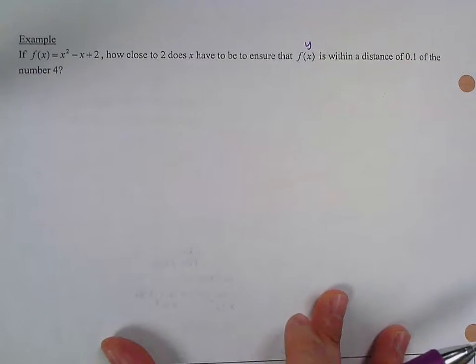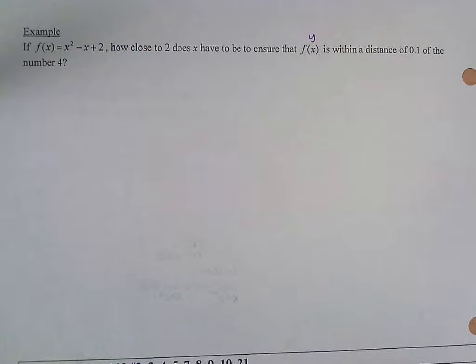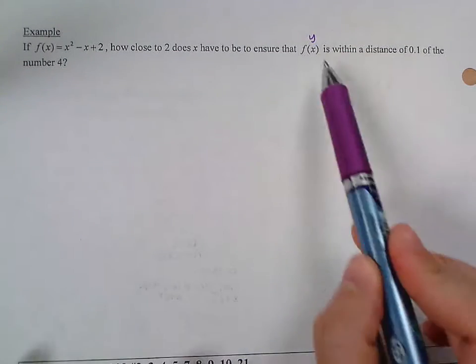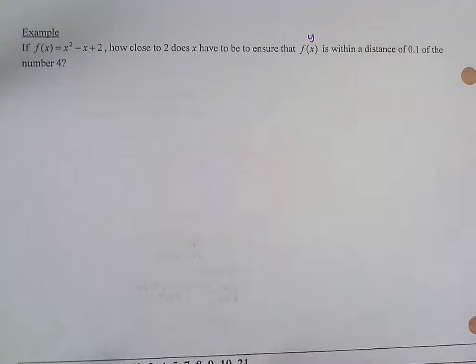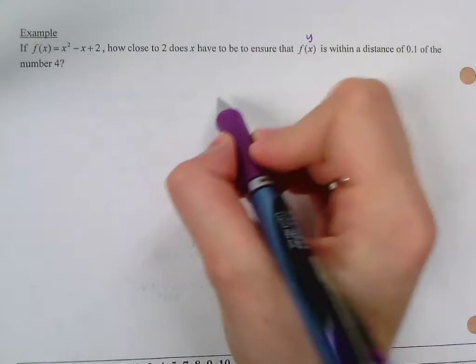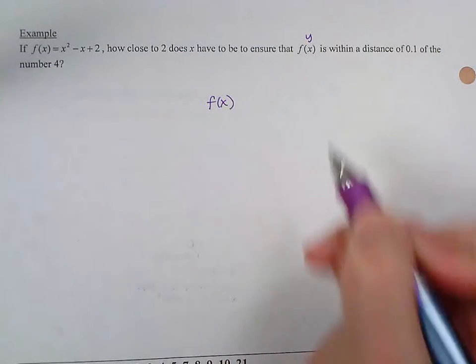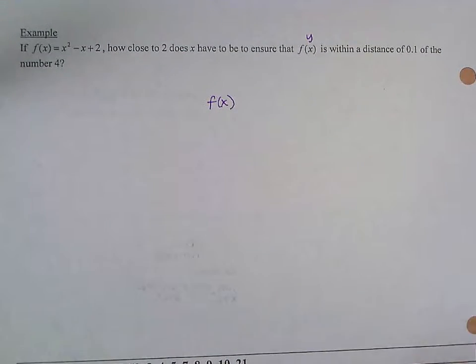Limits talk a lot about the idea of closeness. This question, I realize, might be worded a little strangely. So if I were to put this in symbols, remember, f of x is just talking about the y values being within a certain distance of the number 4. So this is saying it wants f of x to be within.